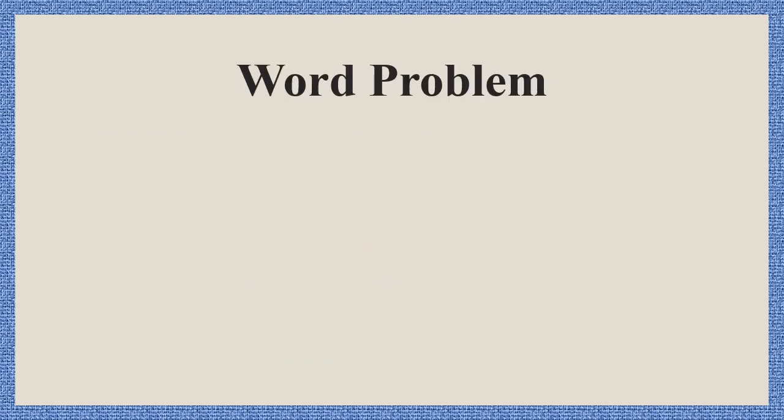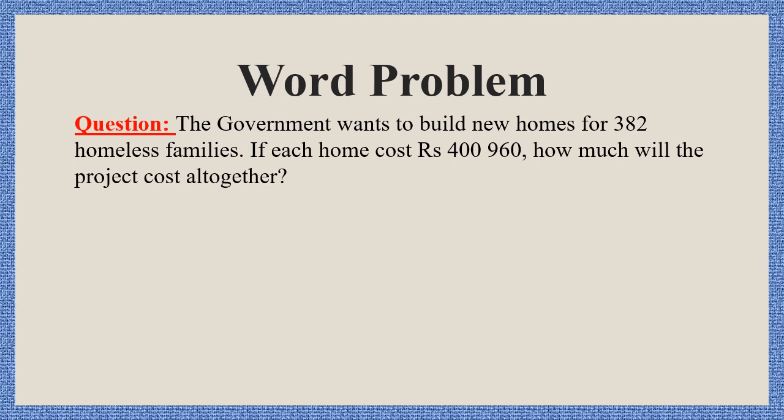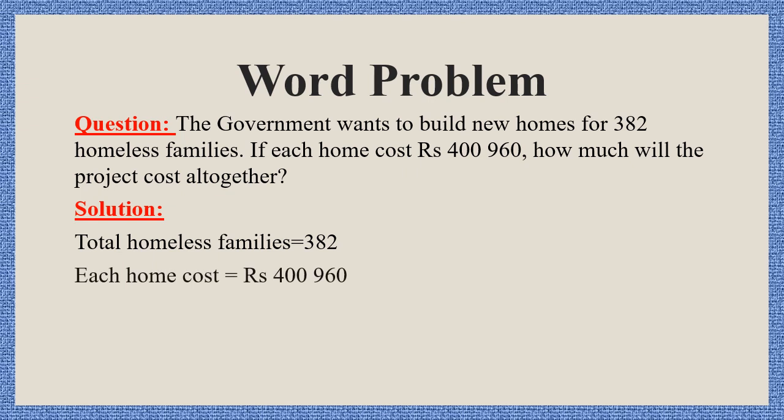Students, let's start some word problems. Our question is, the government wants to build new homes for 382 homeless families. If each home costs rupees 400,960, how much will the project cost altogether? Here, as you can see, we are given that total homeless families are 382 and each home costs 400,960.